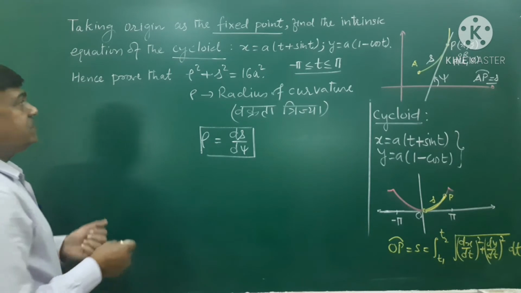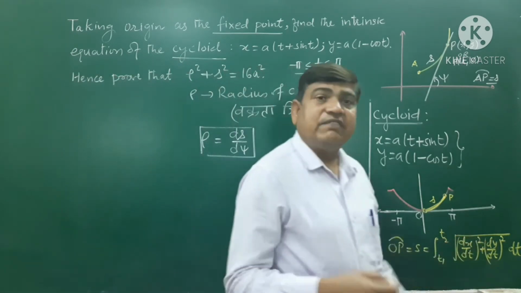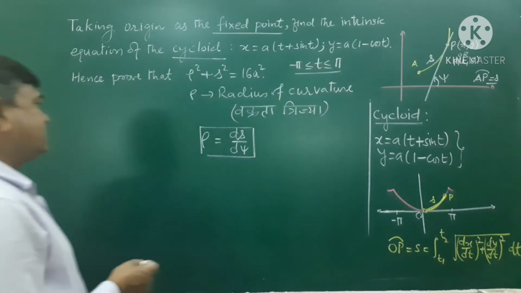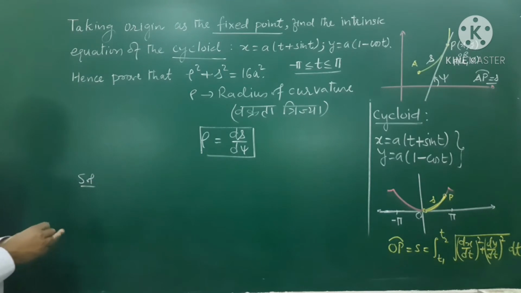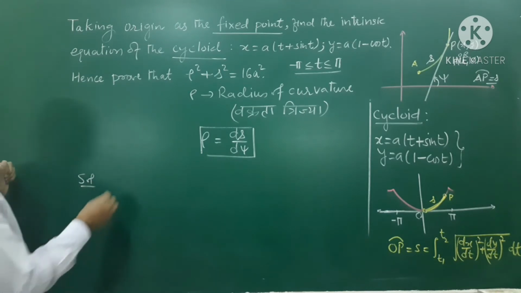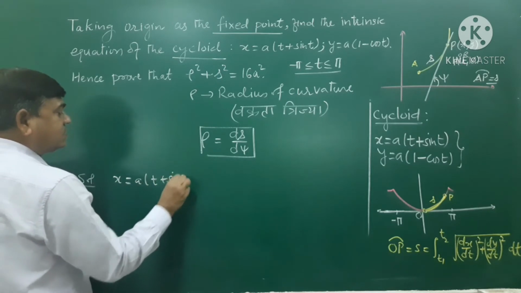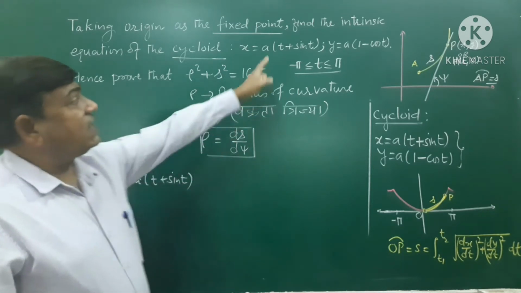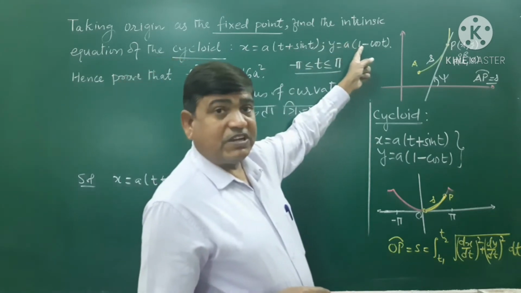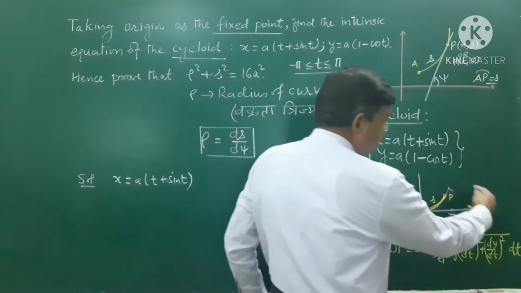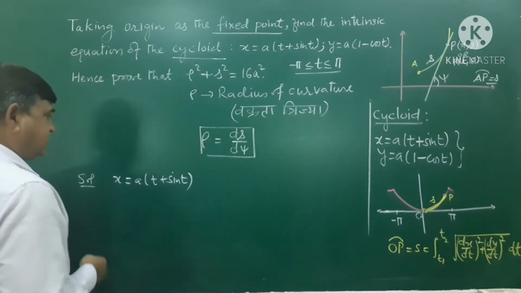Now we simplify this one. So first we want to find dx by dt and dy by dt. So let us see. x equals a times t plus sin t. Look, the sign is plus. If it is minus, this is also minus, both negative, then the cycloid will be just like this. It was explained. Okay.